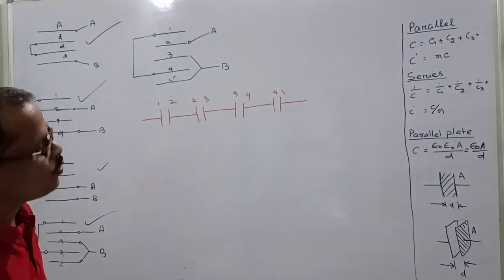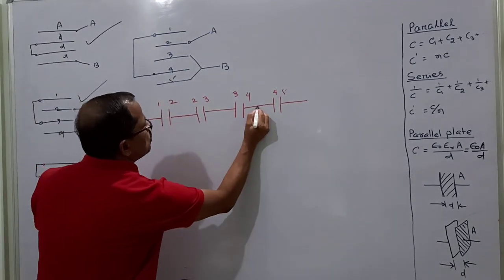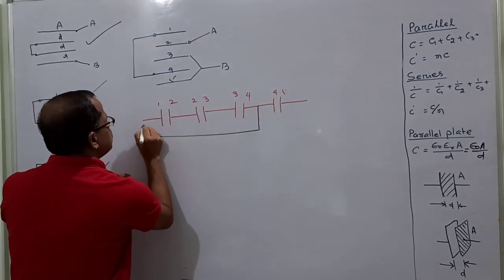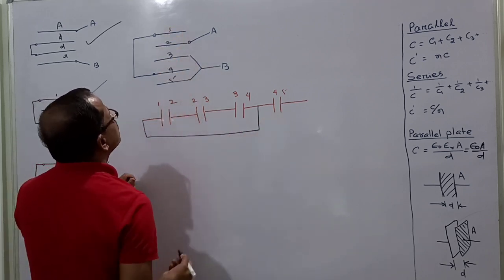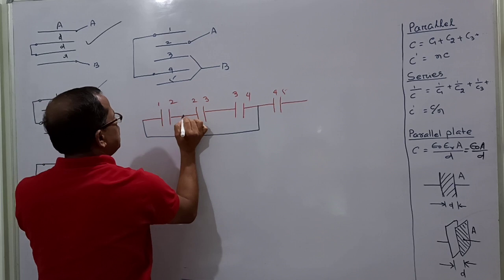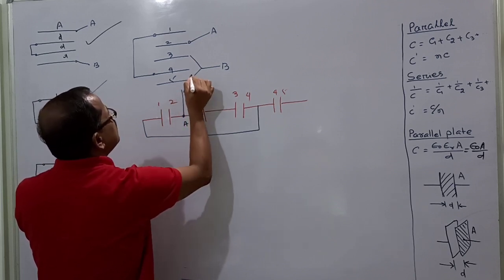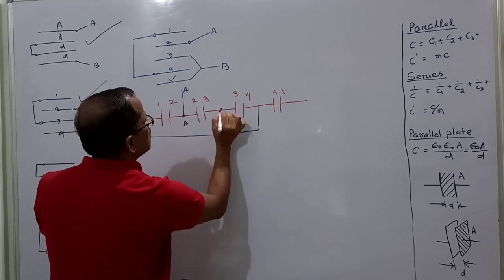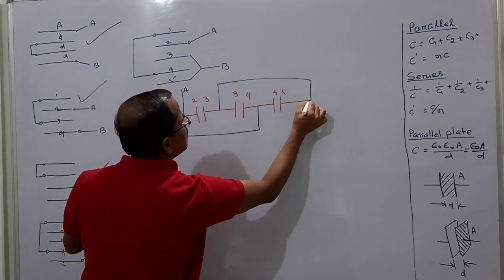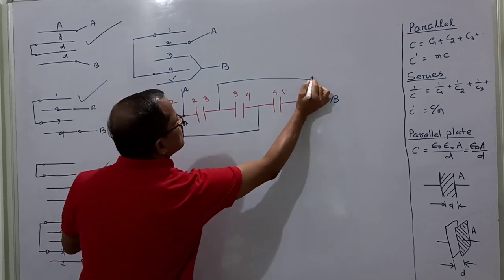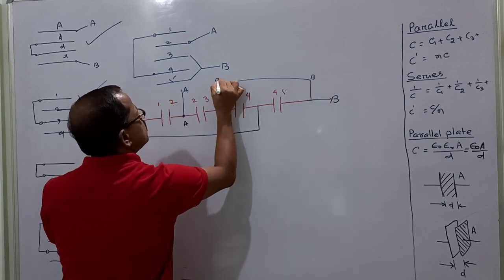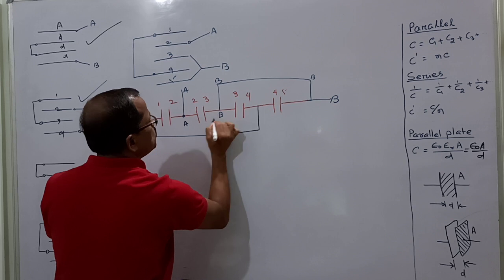Look, 1 and 4 are short circuited. This is 1, this is 4. So I have short circuited 1 and 4, yes, 1 and 4 shorts only. Then 2 is terminal A. This point is A, this point is A. And 3 and 5 are connected and they are called B. So if this is B, this point also B, this point also B, this point also B.